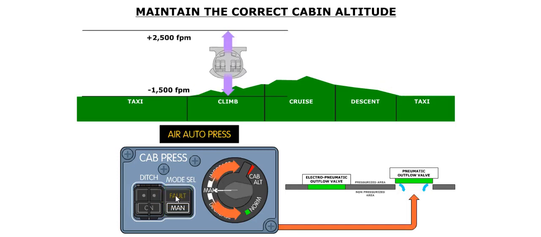The cabin altitude knob is used to manually control the pneumatic outflow valve. Using this method, the cabin rate of change can be changed from negative 1,500 feet per minute to positive 2,500 feet per minute. The crew will be responsible for maintaining the correct cabin altitude.